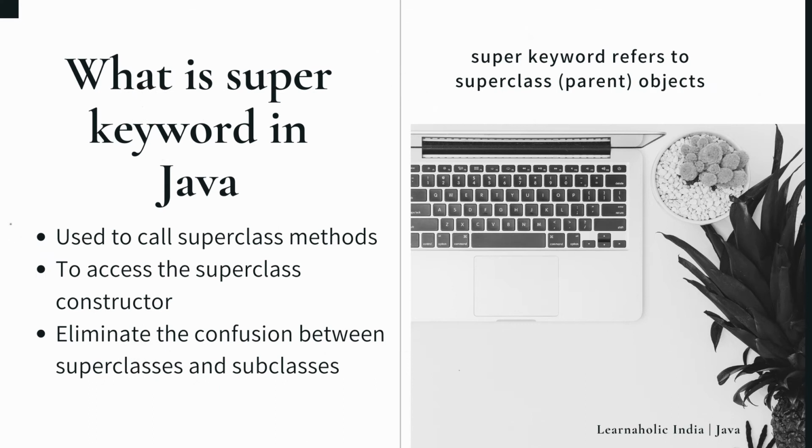First of all, the question arises, what is super keyword in Java? The super keyword refers to superclass, that is parent class objects. It is used to call superclass methods and to access the superclass constructor. The most common use of the super keyword is to eliminate the confusion between superclasses and subclasses that have methods with the same name. To understand the super keyword, one should have a basic understanding of inheritance and polymorphism. Super is majorly used in the context such as super keyword with variables, super keyword with methods, and super keyword with constructors. Let's see each one of them.